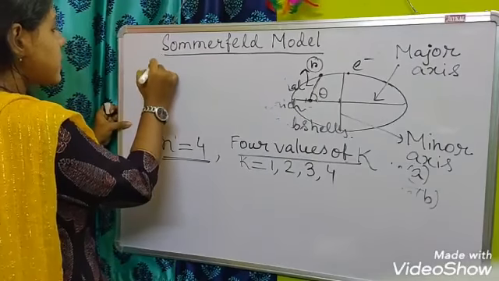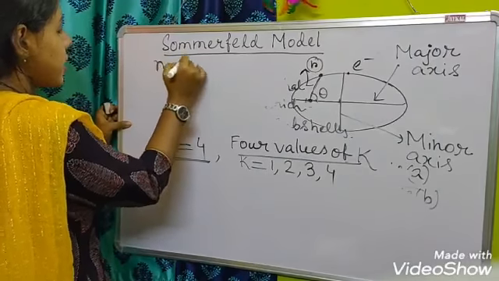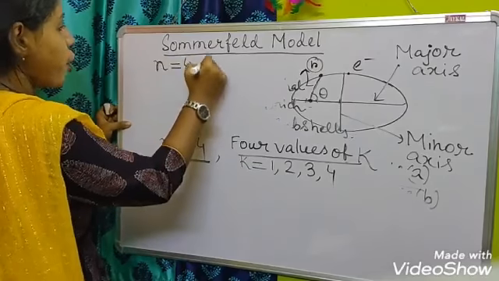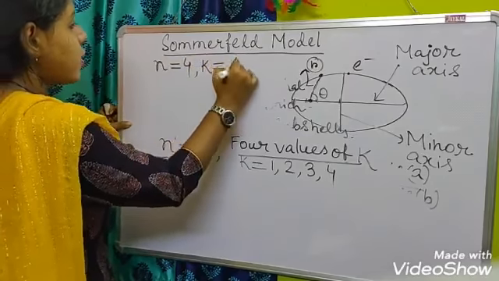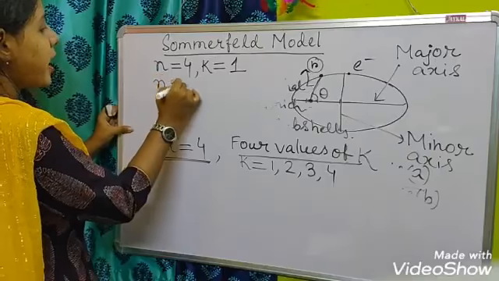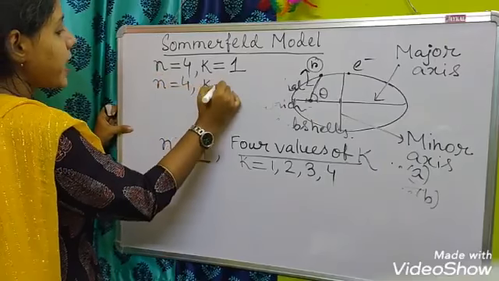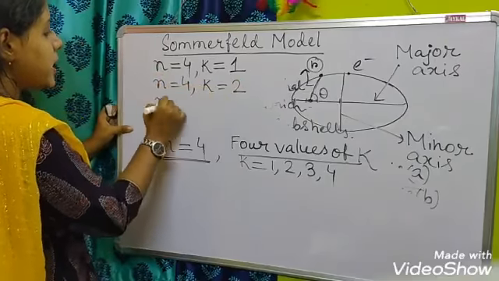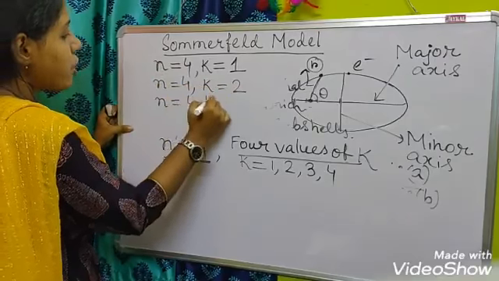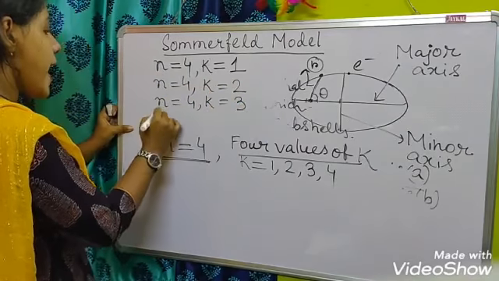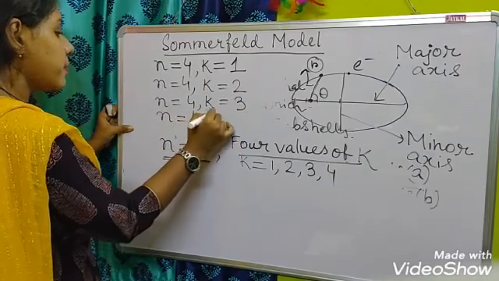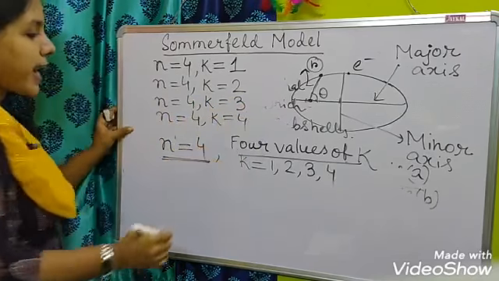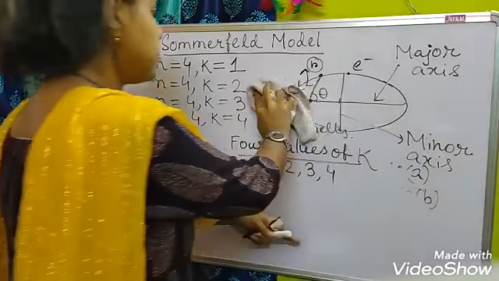The first set is n equals 4, k equals 1. Second one, n equals 4, k equals 2. Third one, n equals 4, k equals 3. And the fourth one, n equals 4, k equals 4.